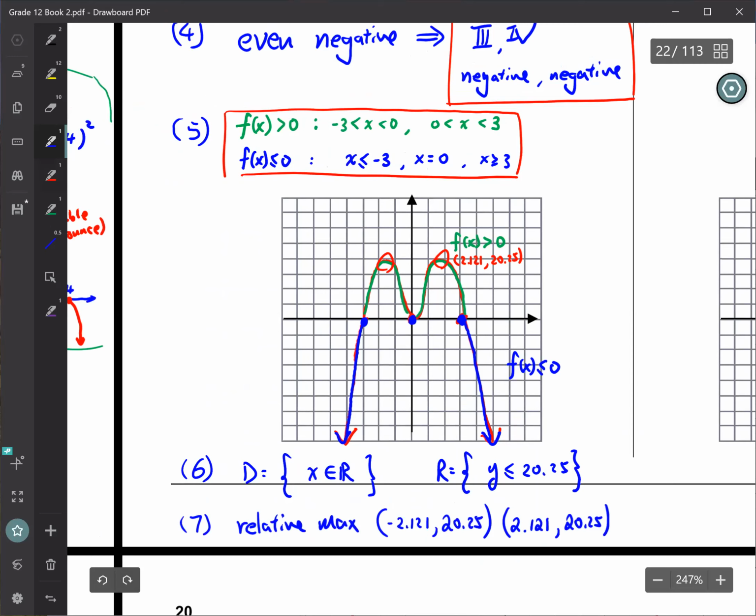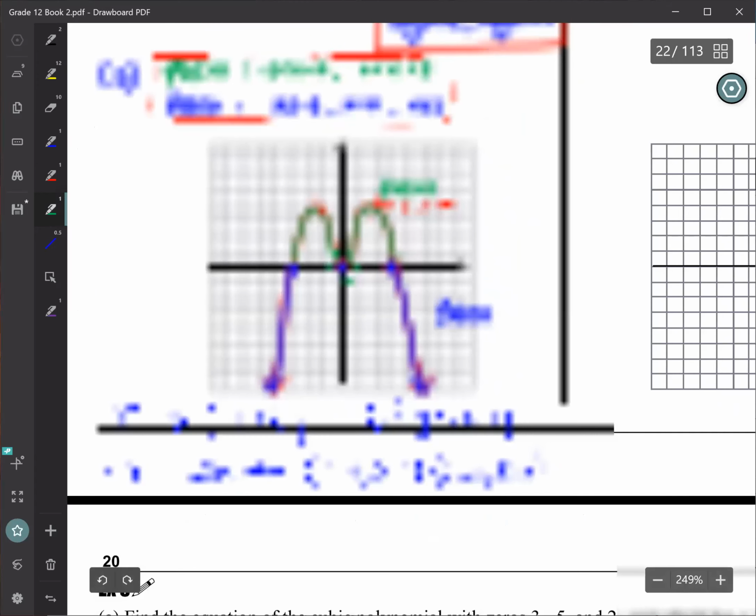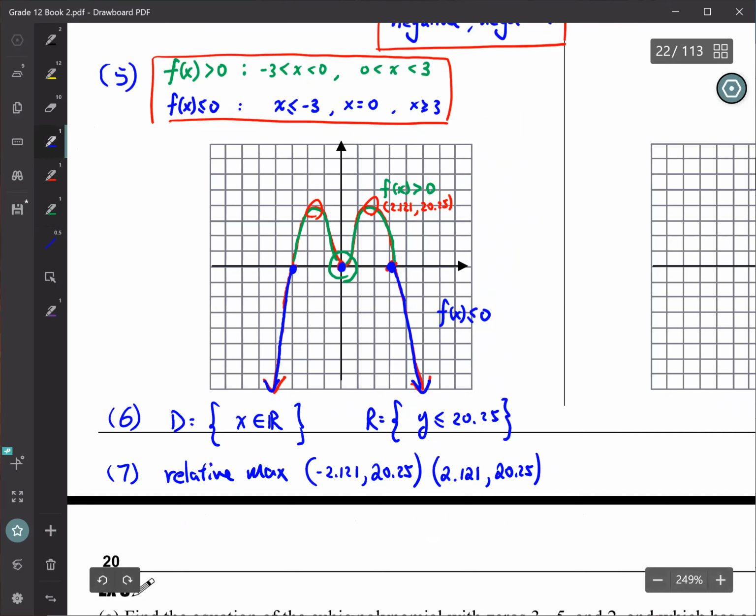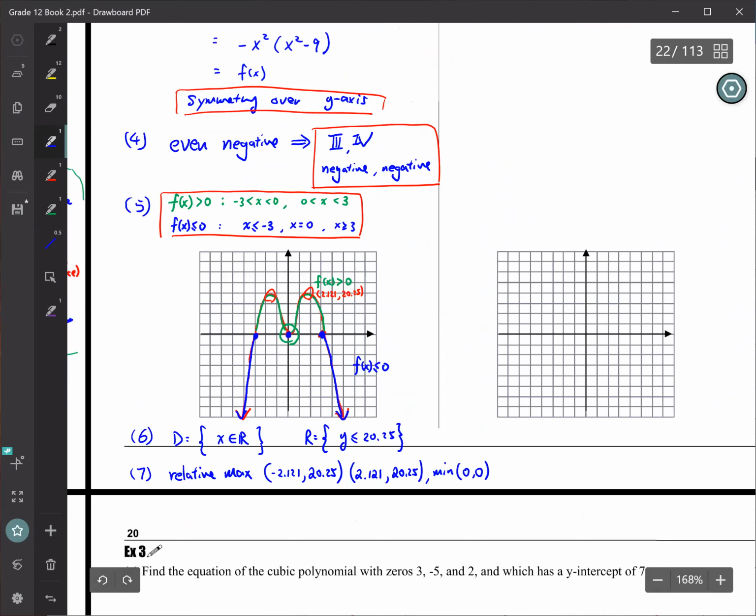Minimum is the one in the middle, because that's the lowest part in that area. It's not the lowest point of the whole graph, but in that little section, it's the lowest point. So we call that a relative minimum. So we have one more: the minimum is at 0, 0. Any questions? Can you raise your hand if you understand this?